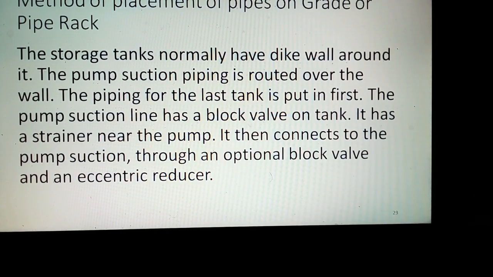Method of placement of pipes on grade or pipe rack. The storage tanks normally have guide wall around it. The pump suction piping is routed over the wall. The piping for the last tank is put in first.